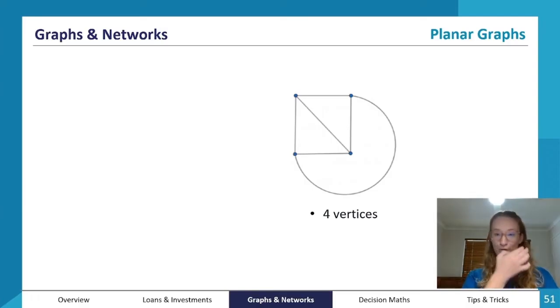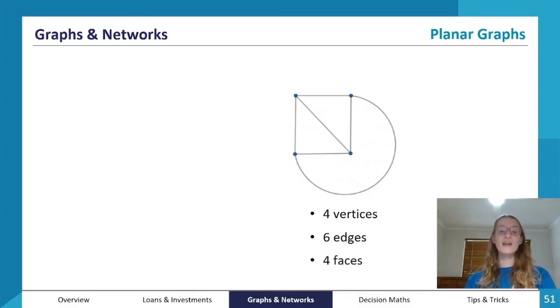You can count the blue points. We have 4 vertices, 1, 2, 3, 4, 5, 6. We can see that we have 6 edges. The other bit of information that we can find out from here is that we have 4 faces. So what is a face?